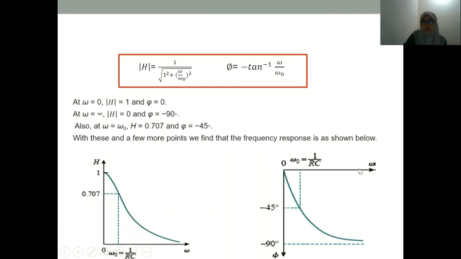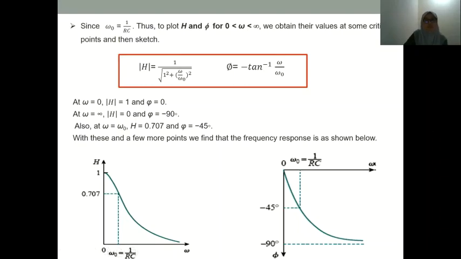So this is the sketch for your phase. At omega equal to 0, it will give you 0 angle. When omega is equal to omega naught, it will give you the angle of minus 45 degrees. For omega equal to infinity, your angle will be minus 90 degrees. So this is the sketch.